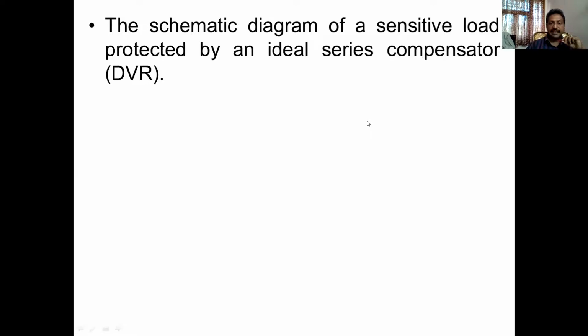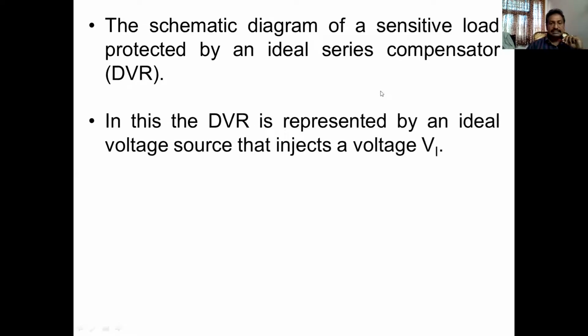The schematic diagram of a sensitive load with an ideal series compensator is the DVR. In this, the DVR is represented by an ideal voltage source that injects a voltage VF. Actually, VL should be equal to VT plus VF. VT is the terminal voltage coming from the supply, and VF is the compensated voltage from the ideal source. So VL is the load voltage, not the injected voltage.